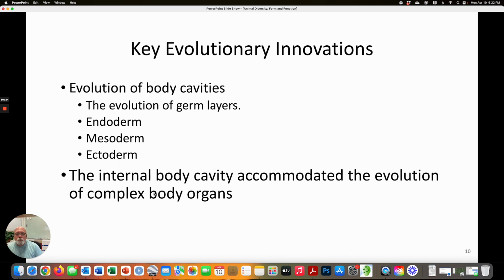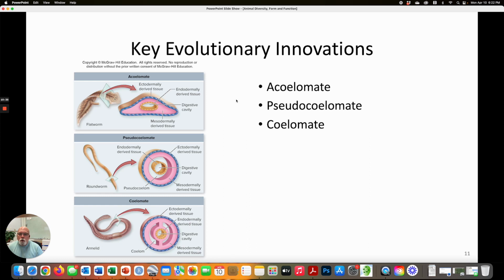As this develops, you can have the formation of internal body cavities, and these internal body cavities accommodate the evolution of complex body organs. So when we think about the way the body of a planarian, a flatworm, is arranged, we have an ectoderm on the outside of the animal, we have an endoderm on the inside of the animal, and all of the space in between the ectoderm and the endoderm is filled up with mesoderm, muscle basically.